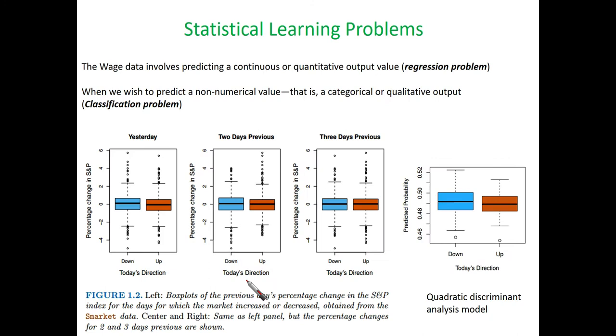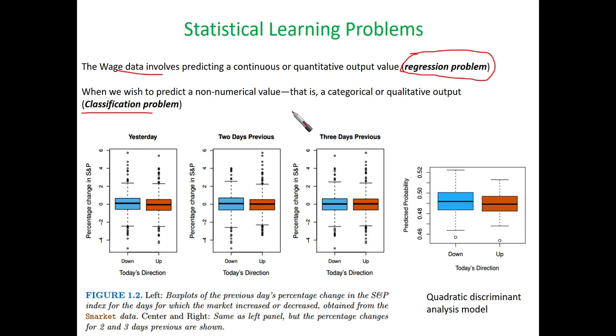But then there is another category. This kind of problem, the wage data that we just saw, we can label as a regression problem. Then we have another kind of problem where we are not interested in quantitative or continuous output values, rather we are interested in non-numerical values. That means we produce a category or qualitative output. That kind of problem we call a classification problem.